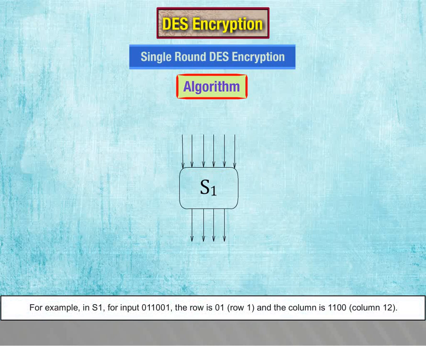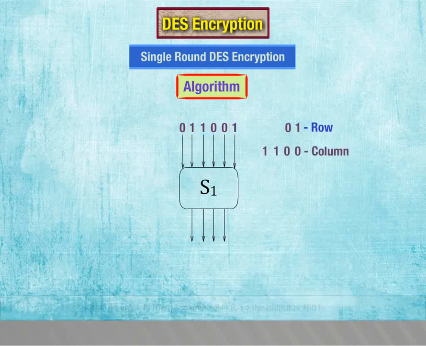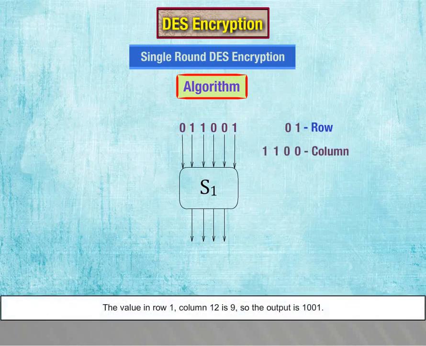For example, in S1, for input 011001, the row is 01, that is row 1, and the column is 1100, that is column 12. The value in row 1, column 12 is 9, so the output is 1001. Each row of an S box defines a general reversible substitution.